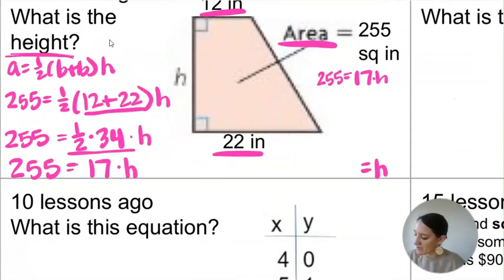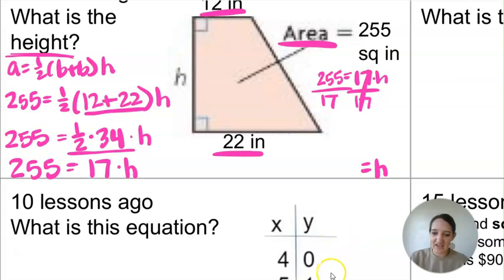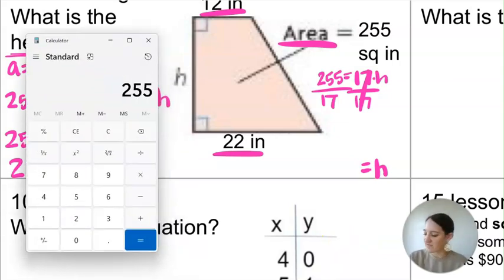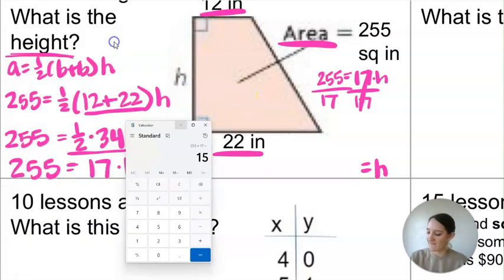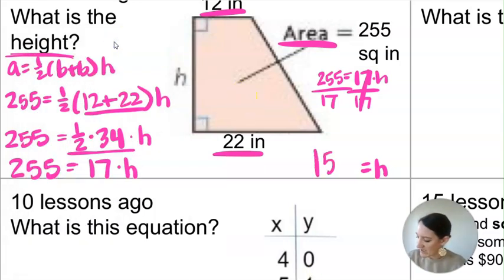So I'm going to divide that by 17. Divide that by 17. And that will give me 255 divided by 17. And that gives me 15. And it's just inches because it is just that length between those 2 points right there.